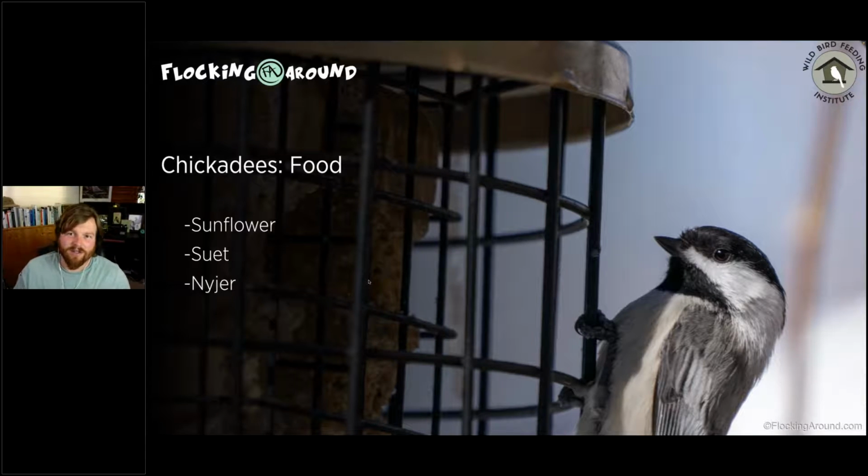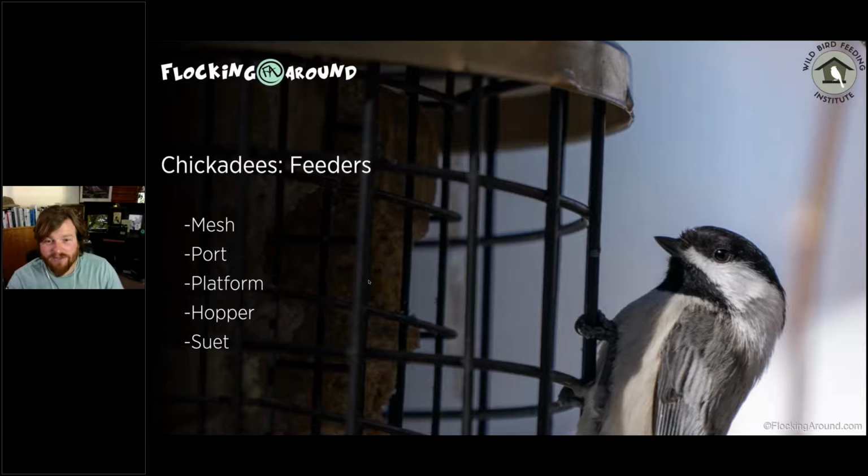It's one of the reasons they like a lot of suets, because in many suets, that main ingredient is oftentimes crushed peanuts. As for feeder types that they can use, just about anything. Chickadees will use just about any kind of feeder. Again, if it's got a food that they want, they will come in and utilize it. So that's why chickadees are a very common feeder bird, and often one of the most seen feeder birds, because they'll use just about anything.